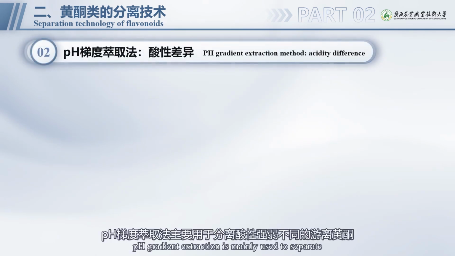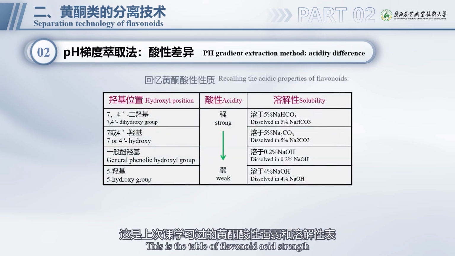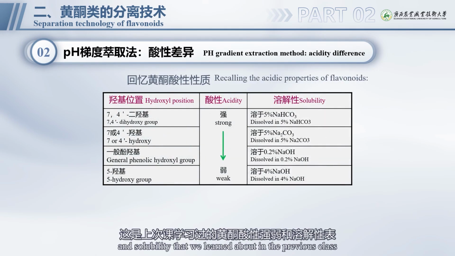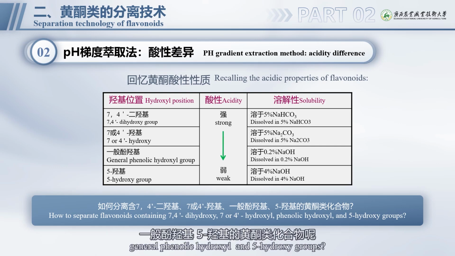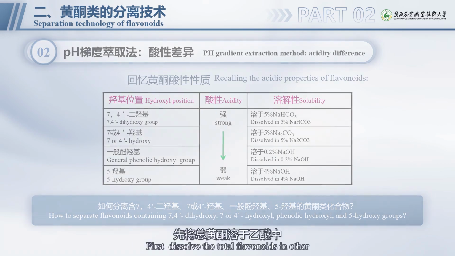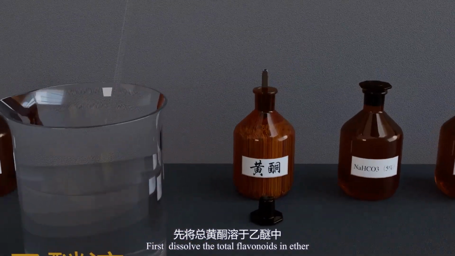pH gradient extraction is mainly used to separate free flavonoids with varying acid strengths. This is the table of flavonoid acid strength and solubility that we learned about in the previous class. How can we use this table to separate flavonoids containing 7,4'-dihydroxyl, 7 or 4'-hydroxyl, general phenolic hydroxyl, and 5-hydroxyl groups? First, dissolve the total flavonoids in ether.